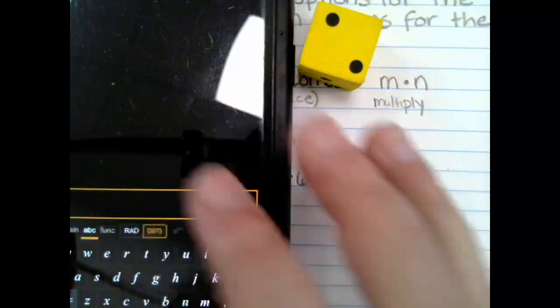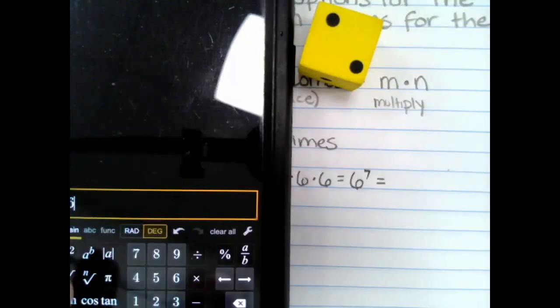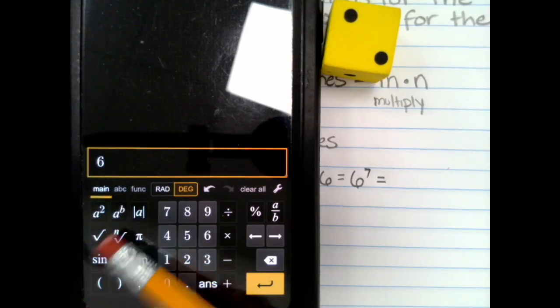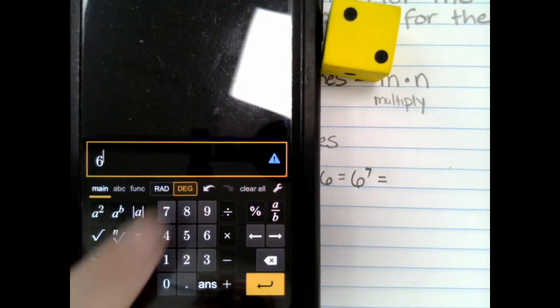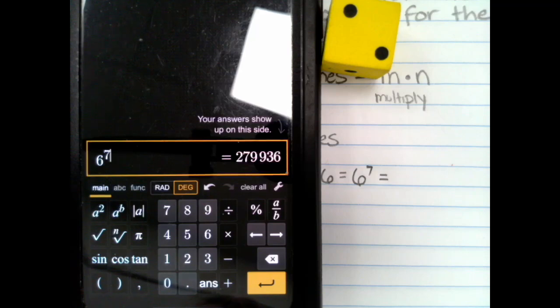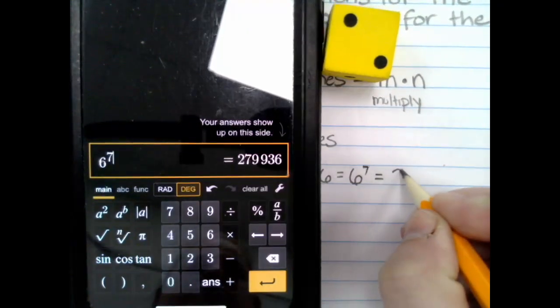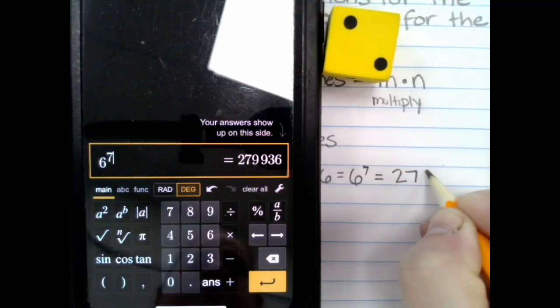Okay, so 6. And then remember the power button on Desmos is this AB button. Okay, so AB, 7. And we end up with a lot of outcomes. So 279,936.